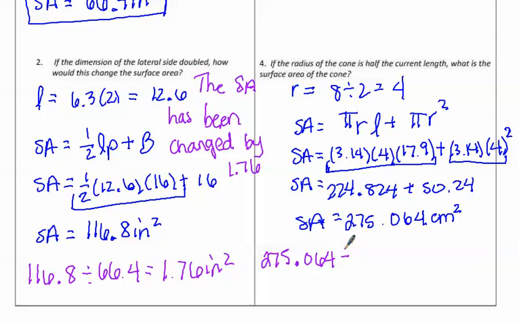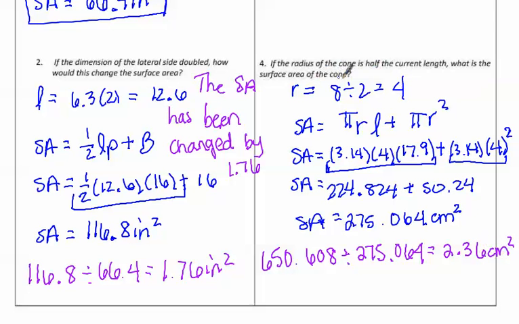275.064, divide it by the original surface area. Take the original surface area, 650.608, and divide it by the new 275.064. It is changed by 2 3600ths. So if you divide it in half, let's try this again.